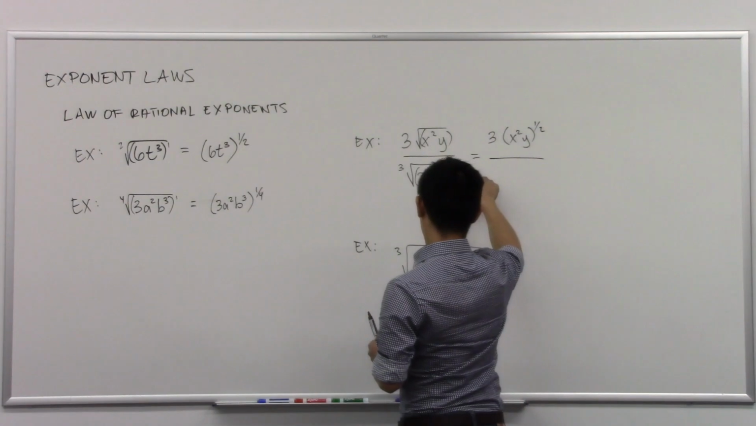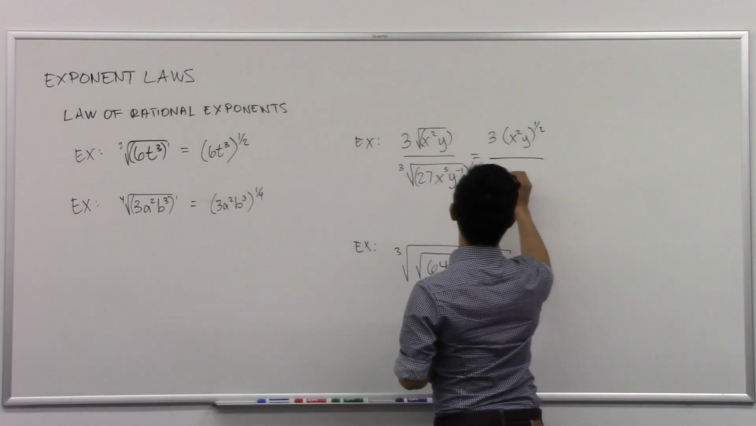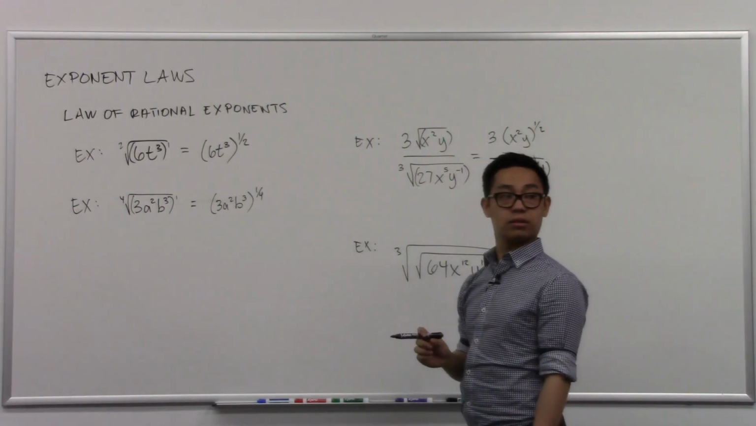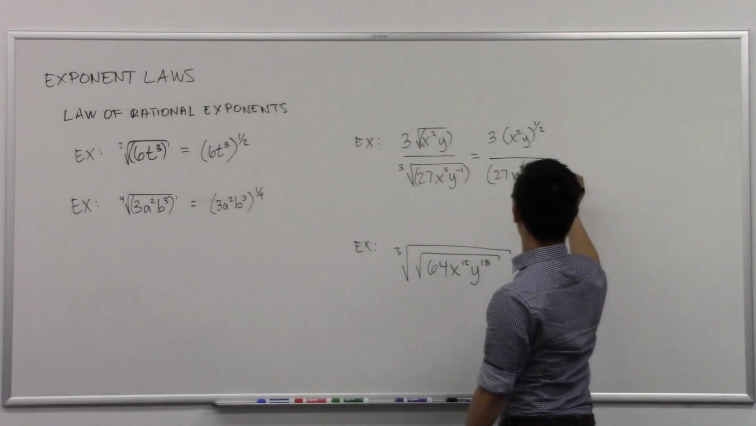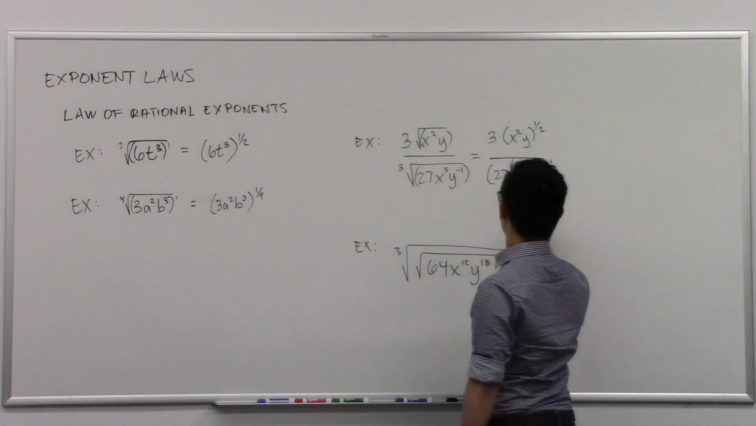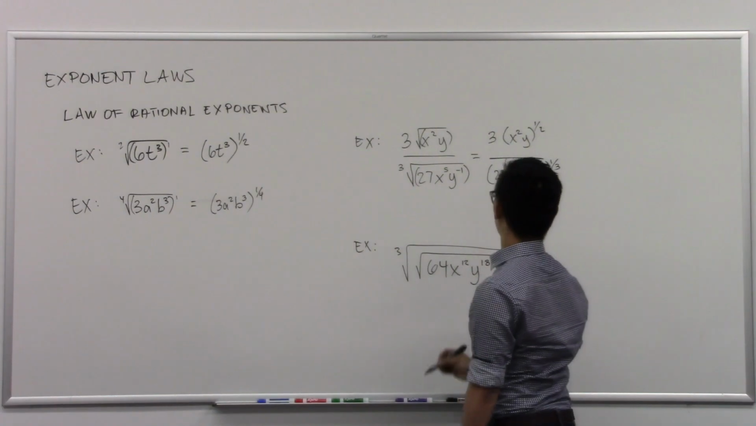This has a base of 27x5 y to the negative 1, with an exponent of 1 and a root index of 3.